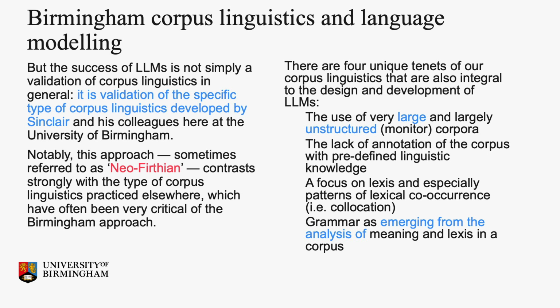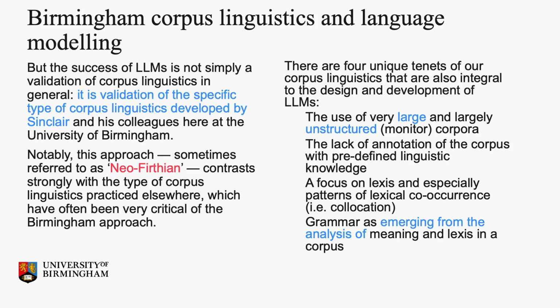The first is the use of very large and largely unstructured monitor corpora, right? One thing that Sinclair argued for very strongly is that we need to get these corpora as big as we can, that there's value in size, and that as you pick up size, you start to lose the ability to annotate and structure these corpora. That's certainly true: these large language models are trained on huge amounts of data. The other point is that they're not annotated. These corpora are just raw text. They are not marked for part of speech. There's very little internal structure or annotation to these corpora, and this is unsupervised learning, okay?